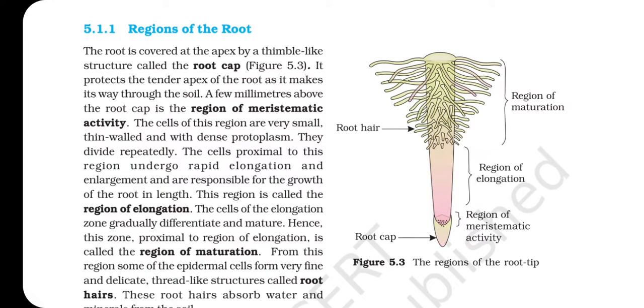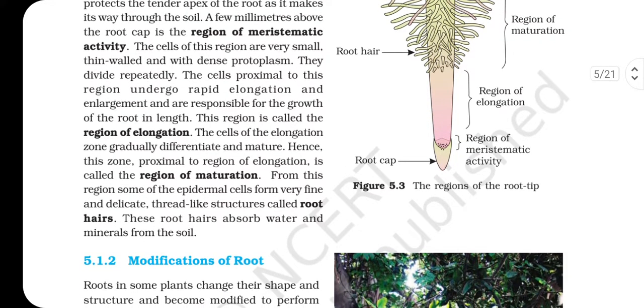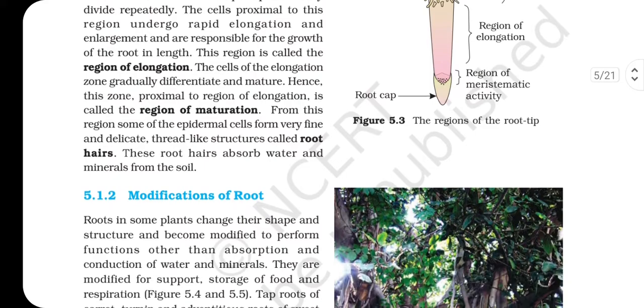This region is called the region of elongation. The cells of the elongation zone gradually differentiate and mature. Hence, this zone proximal to the region of elongation is called the region of maturation. From this region, some of the epidermal cells form very fine and delicate thread-like structures called root hairs. These root hairs absorb water and minerals from the soil.